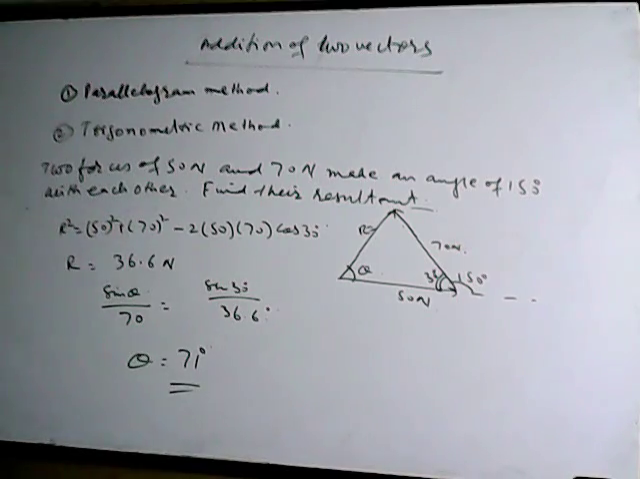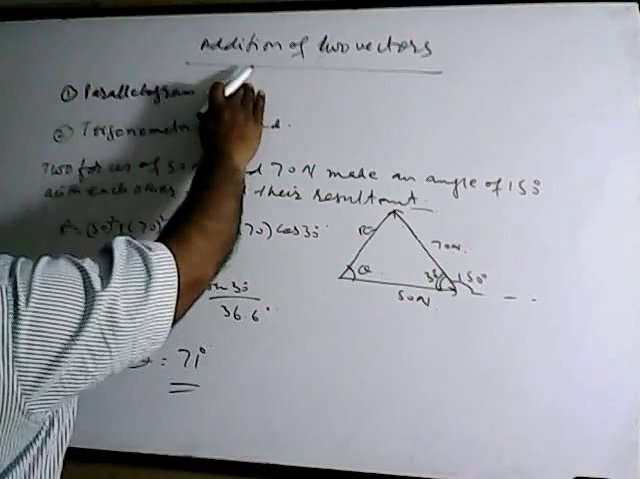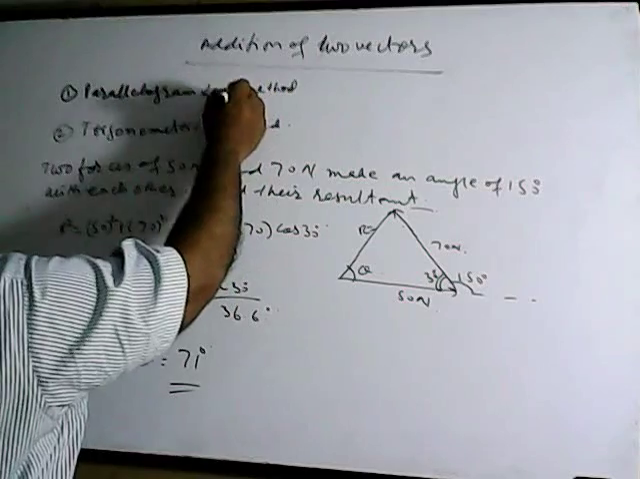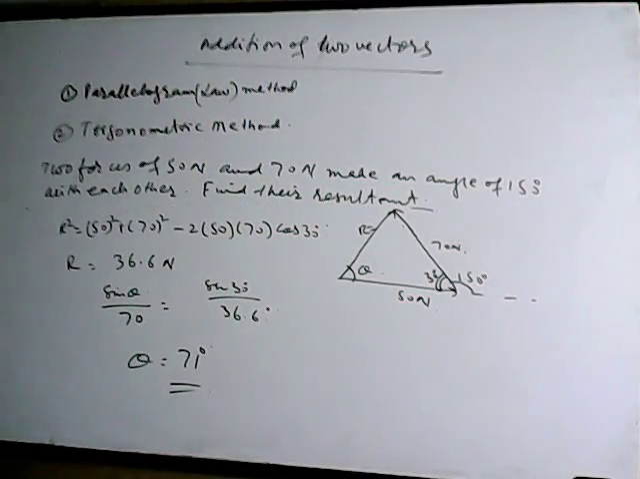This is the method how we add two vectors. So we usually add two vectors either by the parallelogram method, you can also call it the parallelogram law method, or the second one is the trigonometric method. In the parallelogram method, you make a parallelogram. And in the trigonometric method, you first make use of the head to tail rule, and then use the cosine rule for finding the magnitude, and then you use the sine rule for finding the angle.